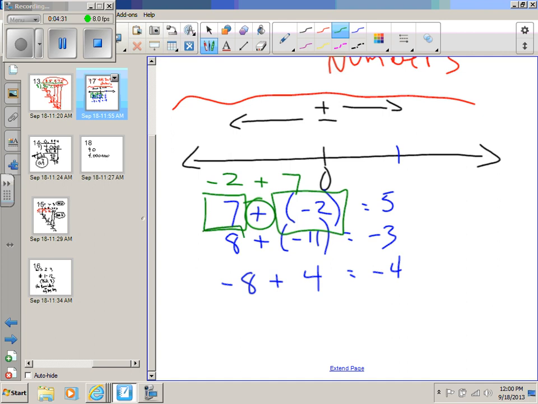How about here? How could I rewrite that one? Marlia. Negative 11 plus 8. Maybe I want to start at negative 11. Maybe I want to start over here. I want to add 8. Go that way. I should still end up at negative 3, right? How about this one? Rewrite the last one. Mark. How about even easier? 4 minus 8. Give us negative 4 still? Okay. So those are some of the things that you can do.